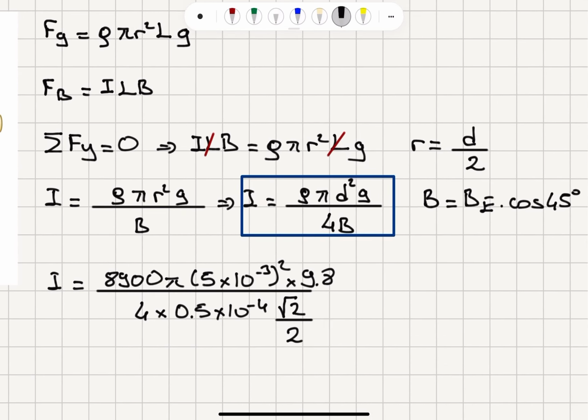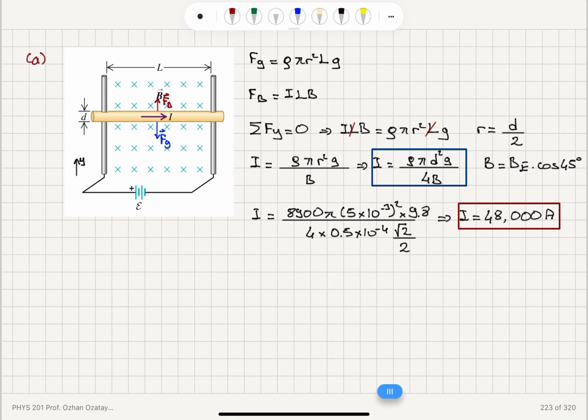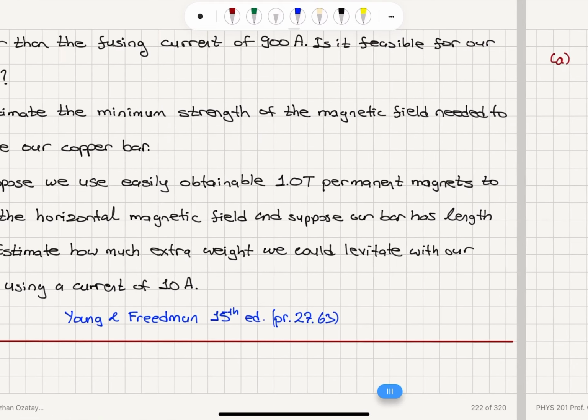And if you calculate this, the current turns out to be 48,000 amperes. It's a rather big current you would need in order to levitate it using the Earth's magnetic field.